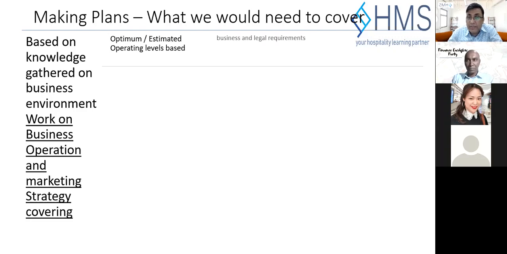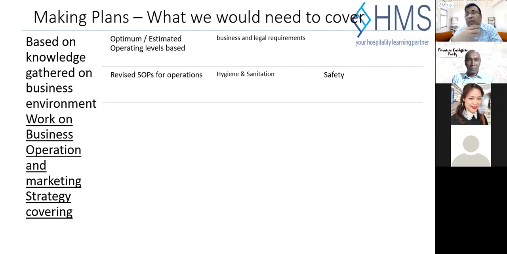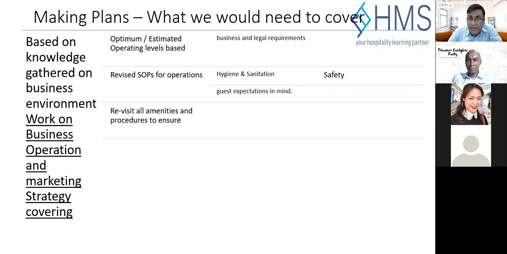other expenses. Revise the SOP for your operations to include hygiene, sanitation, guest touch points without compromising the guest physical touch. The guest will still need to have personalized service. You are focusing on hygiene, safety is fine, but you still cannot forget about the personalization. You need to revisit all your amenities and procedures to ensure that there is least friction and human touch while serving. So, for example, buffet breakfast.